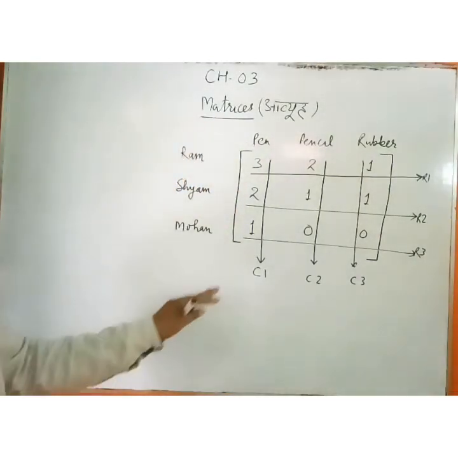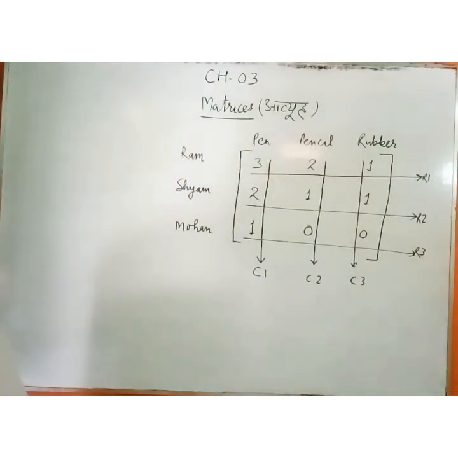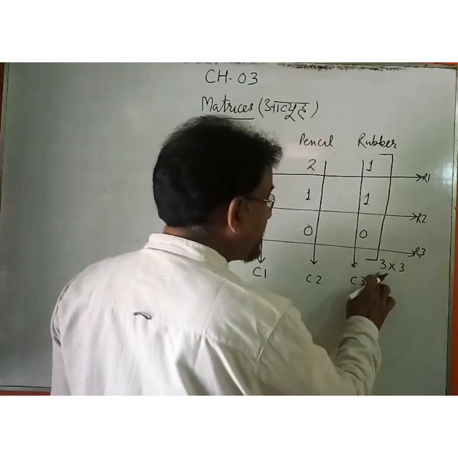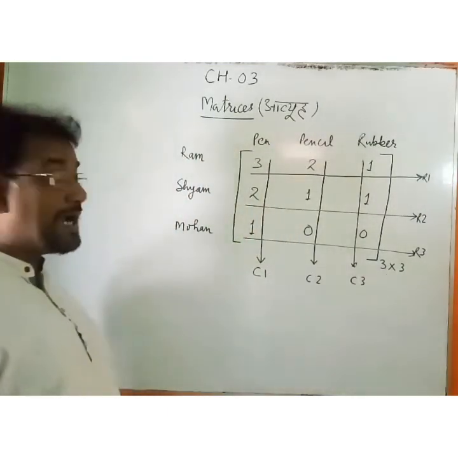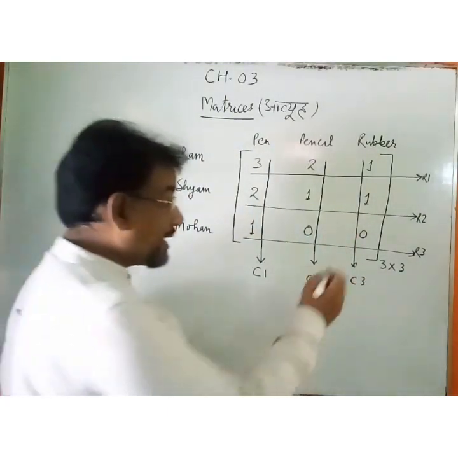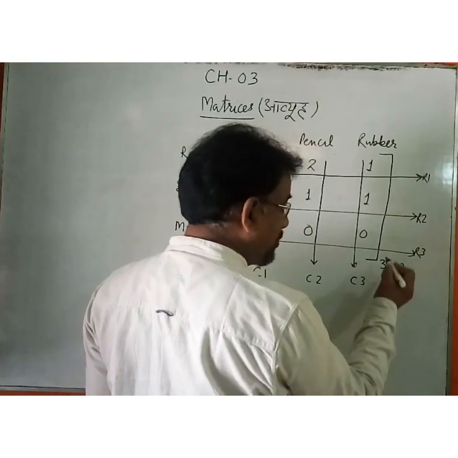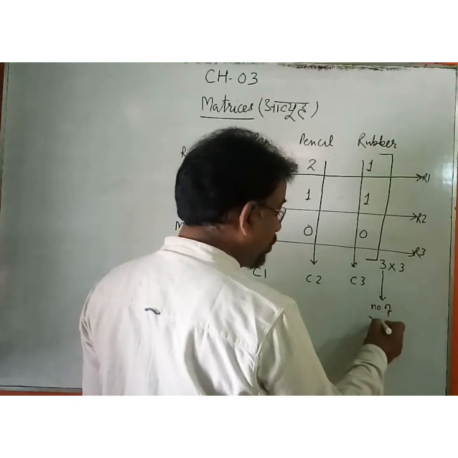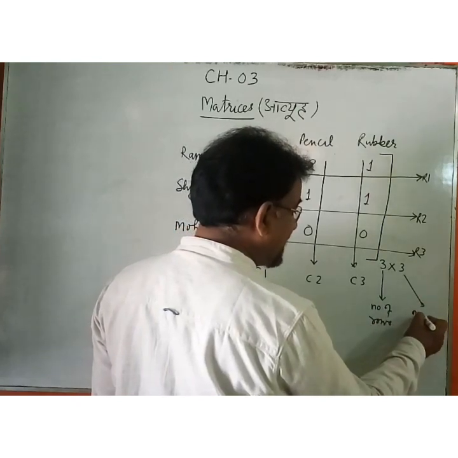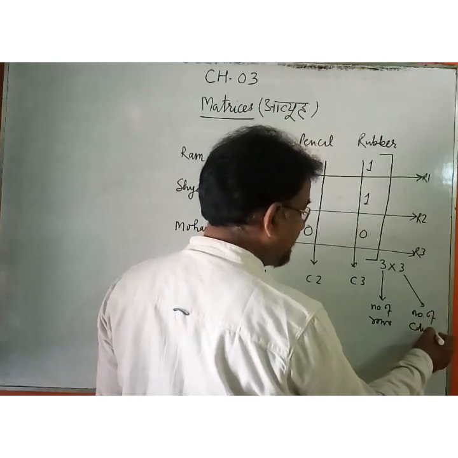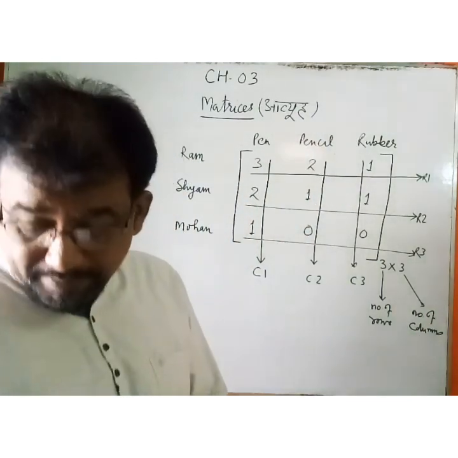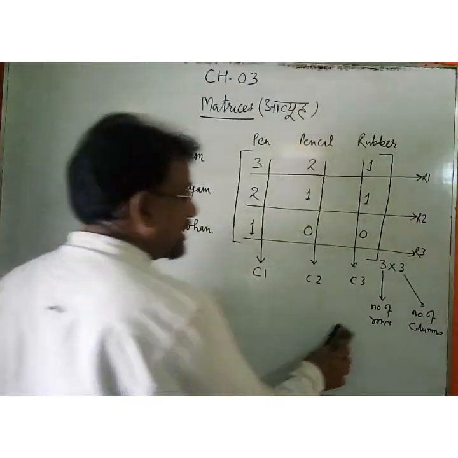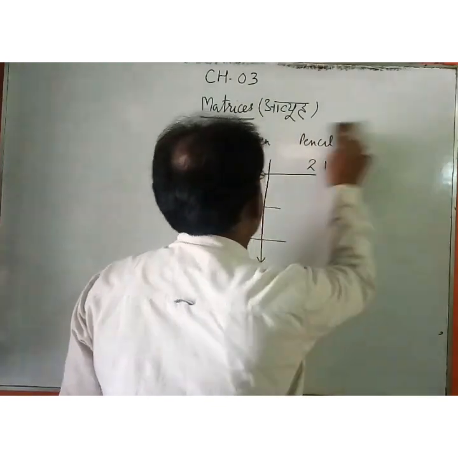This rectangular array of numbers is called a matrix, and by writing 3 by 3 we declare that the order of the matrix is 3 by 3. Here remember, as both numbers are the same, no confusion should be there. The first number represents the number of rows and the second number represents the number of columns. So what is a matrix? A rectangular arrangement of elements is called a matrix.